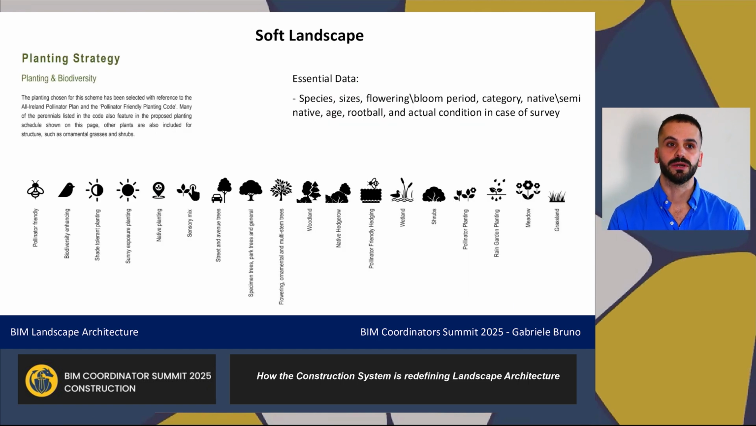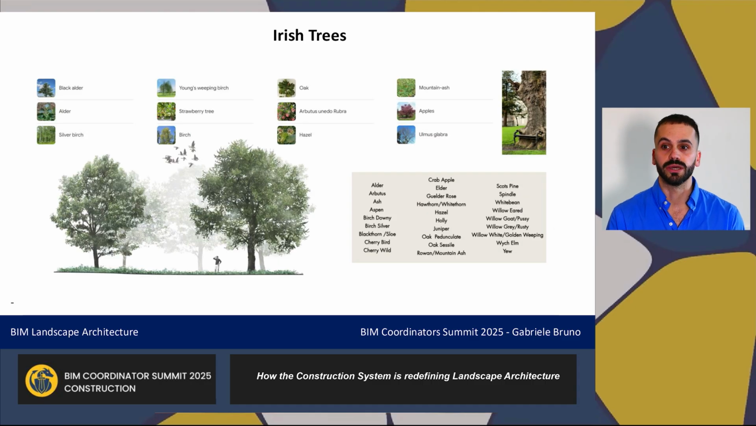For soft landscape, normally for our BIM project we tend to indicate different data that are used for different types of project. But normally we would have species, sizes, flowering, bloom period, category, and whether they are native, semi-native or non-native at all. In Ireland, due to the peculiar weather where in one day we can have all the seasons and the alternation between sun and rain, we tend to have really bright colors on the leaves and on the bark of the trees.